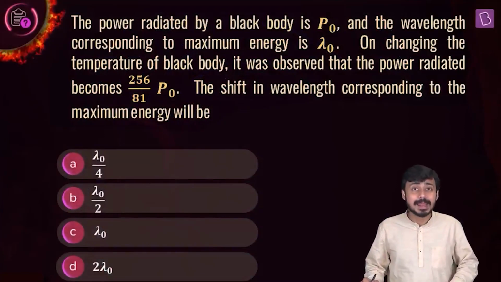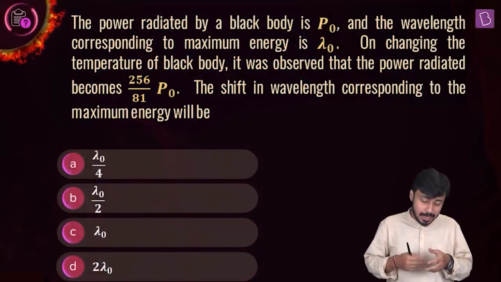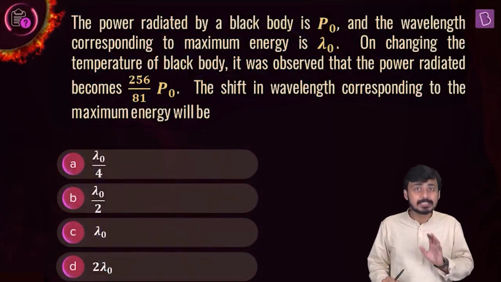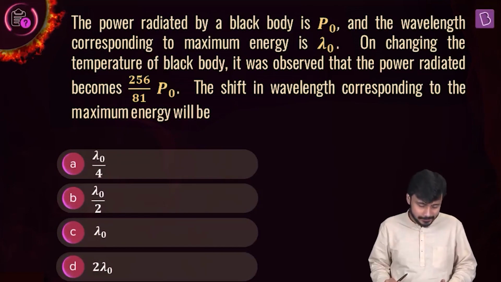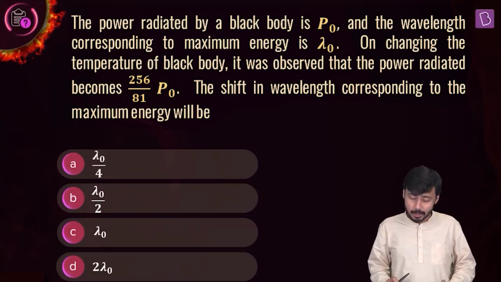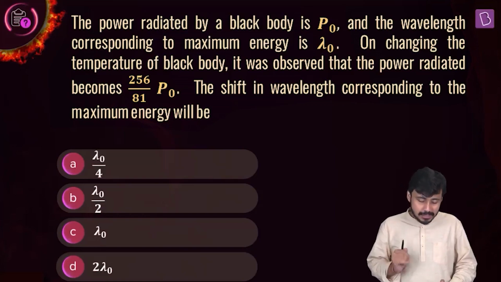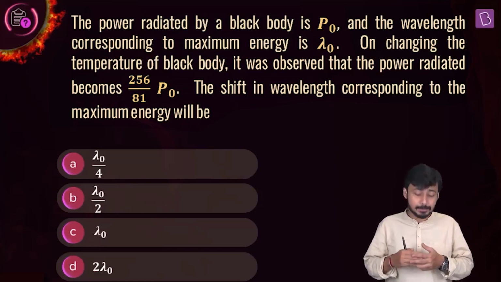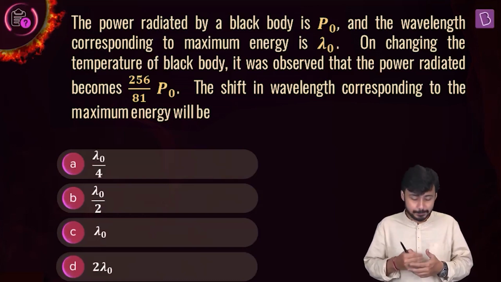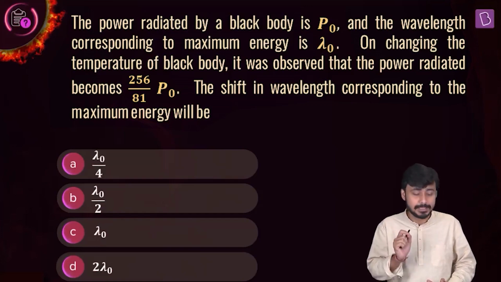Again, a similar problem as the previous one. All the formulas which you used in the previous problem are to be used in this problem as well. Only the data which is being asked is slightly different. So the question is, the power radiated by a black body is P naught, and the wavelength corresponding to the maximum energy is lambda naught. On changing the temperature of the black body, it was observed that the power radiated becomes 256 by 81 times P naught. The shift in the wavelength corresponding to the maximum energy will be.